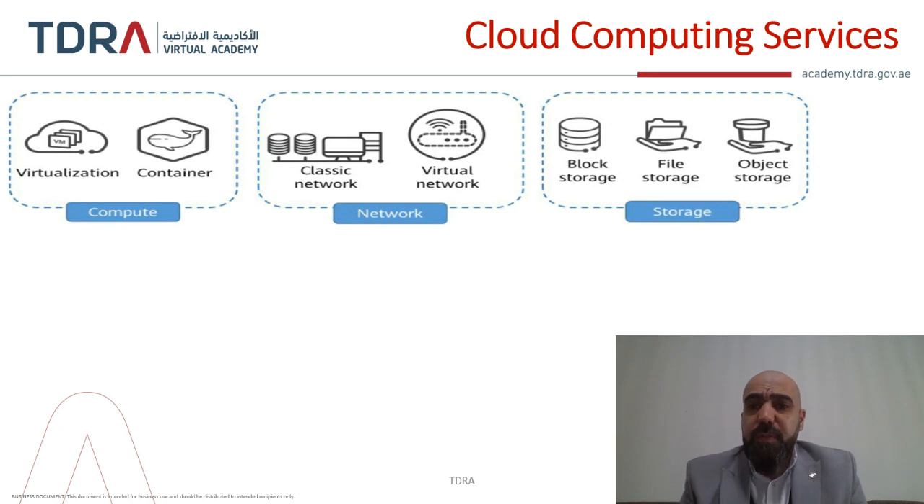Great. The third service that the cloud is giving to us is storage. Storage, as we know, has three main categories: block storage, file storage, and object storage. We'll come to each part in a while.